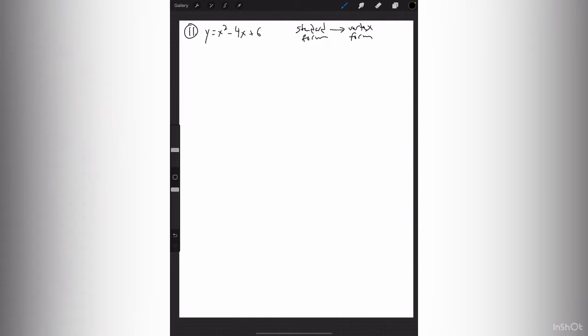Okay, so this is already in standard form. Let's change it to vertex form. And vertex form, once again, just to remind you, is y equals a times the quantity x minus h squared plus k. And standard form was y equals a times x squared plus bx plus c. All right, so we want to change this. We already have it in standard form. What do we do? Well, the first thing, it says identify a, b, and c. My a is 1, my b is -4, and my c is 6.